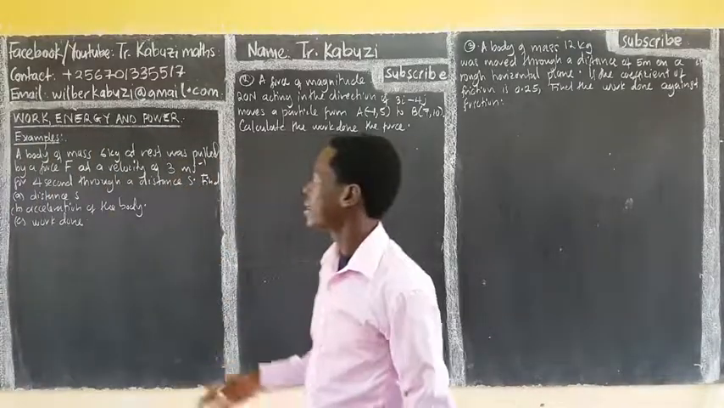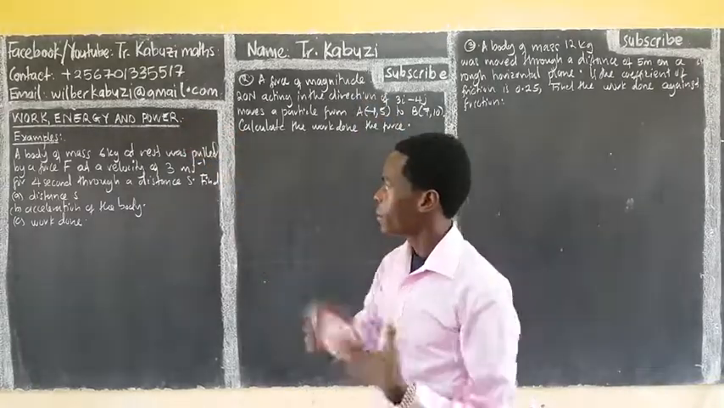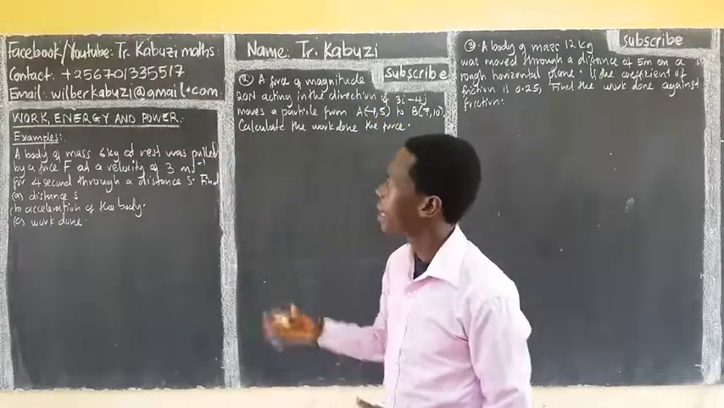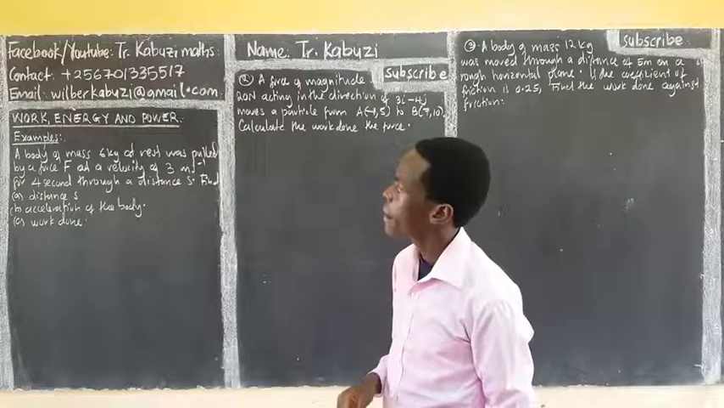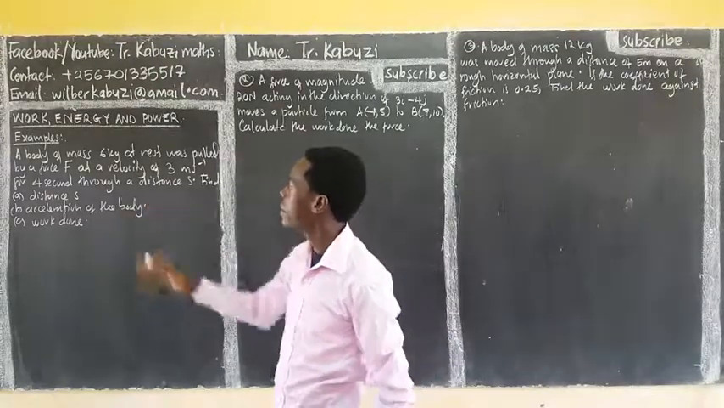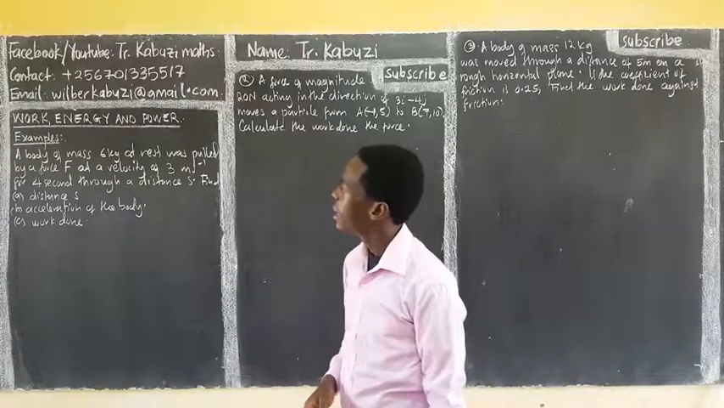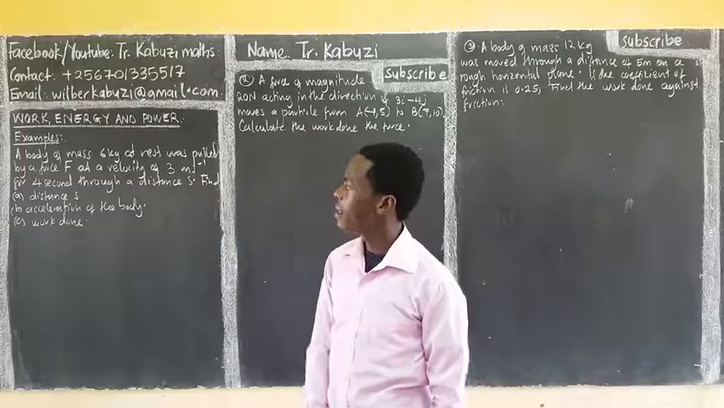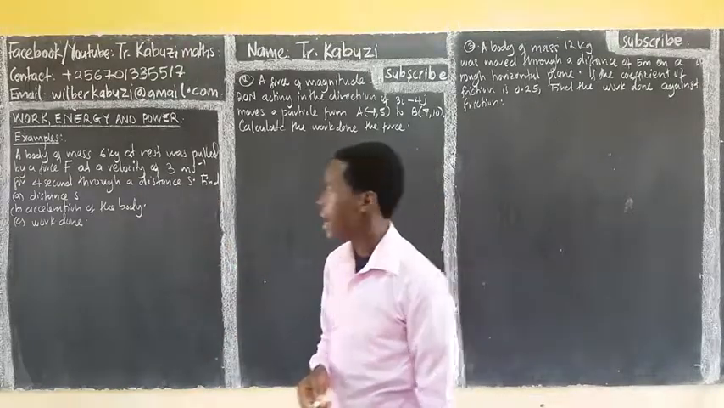Okay, now members, let us see examples about work specifically before we go to energy and power. A body of mass 6 kilograms at rest was pulled by a force F at a velocity of 3 meters per second for 4 seconds through a distance S. Find the distance S, the acceleration of the body, then the work done.